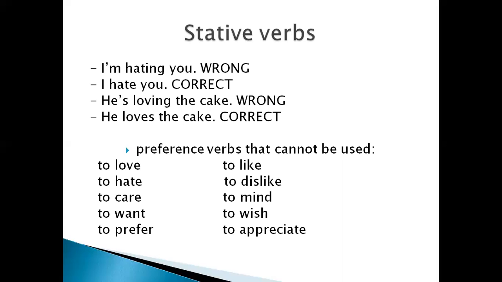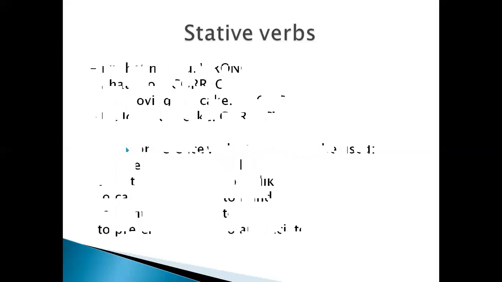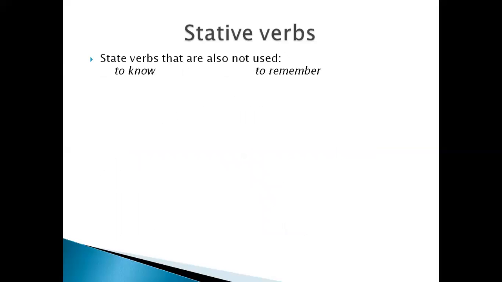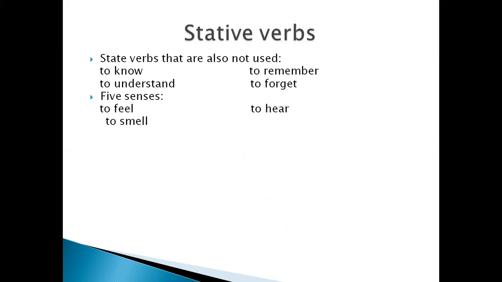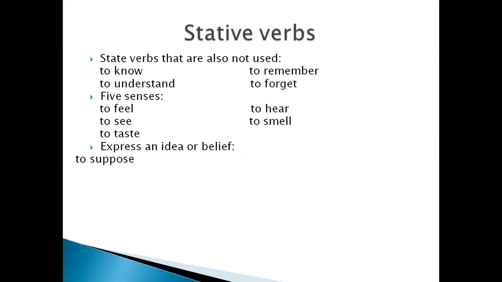So, here are examples of preference verbs that cannot be used in the present continuous tense. For example, to love, to like, to hate, to dislike, to care, to mind, to want, to wish, to prefer, to appreciate. The next. Here are some state verbs that are also not used in the present continuous. To know, to remember, to understand, to forget.